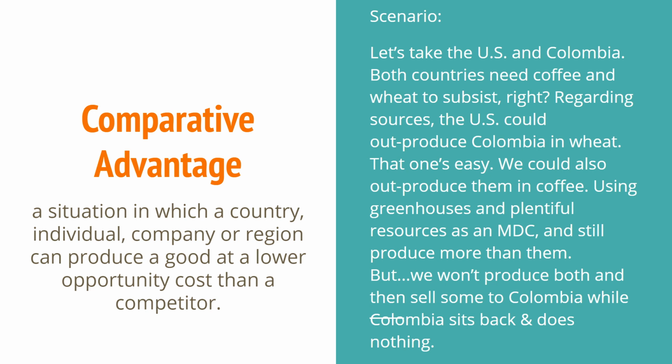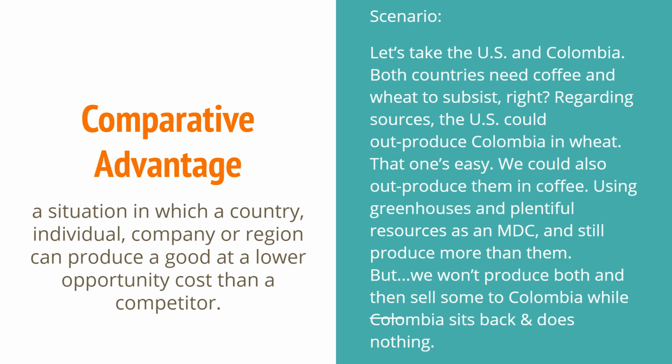The US can outproduce Colombia in wheat, obviously. We can outproduce almost anybody when it comes to wheat, right? We can also outproduce them in coffee if we wanted to, right? But we won't do both, right? And sell some to Colombia while Colombia sits back and does nothing.